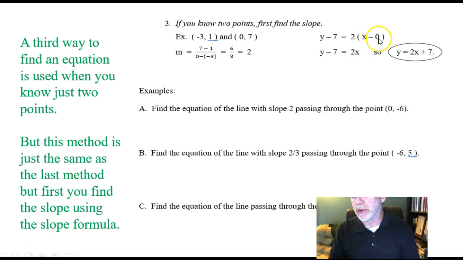And then you distribute the 2, so you basically have 2x. So y minus 7 equals 2x, and then I would add a 7 to both sides, so I get y equals 2x plus 7. And you can check that out. You could plug -3, 1 into it and see if it equals on both sides.